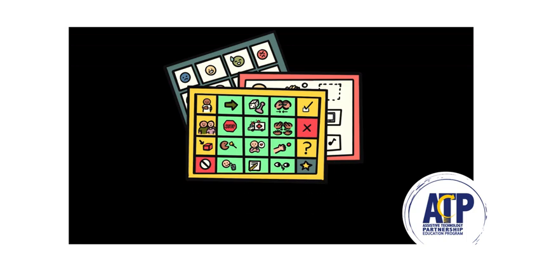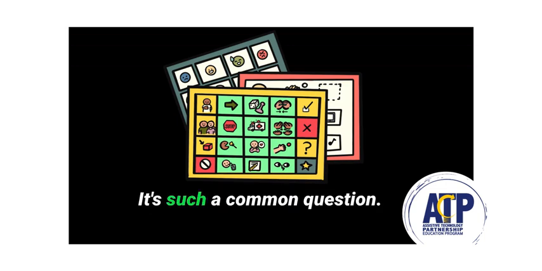Welcome. Today we're digging into something that trips up a lot of AAC teams. How do you actually pick the right grid size for a new communication device user? It's such a common question. And I think the biggest mistake people make right off the bat is choosing a grid based on what someone can understand linguistically instead of what they can physically see and access.